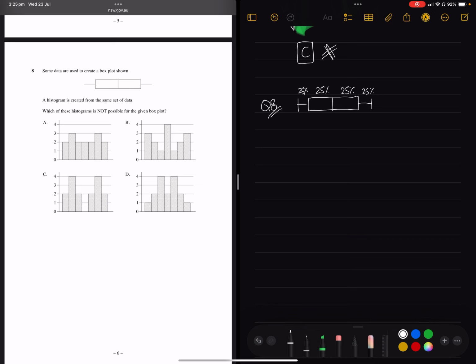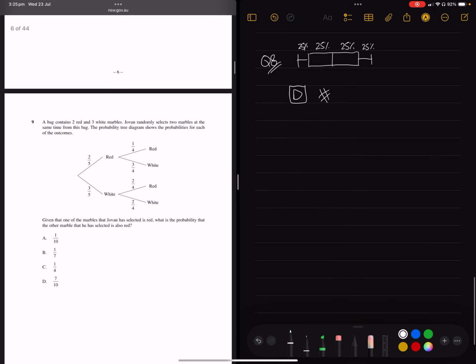So we need a histogram that has the majority of its scores in the middle. Because if the majority of the scores are in the middle, then its box and whisker plot will not look like this. Now, the one for which that is most true is D. D has a lot of its scores lumped in the middle. And so D is not possible. It's not possible for D to produce a box and whisker plot that looks like the one at the start of the question. So question 8 was D.